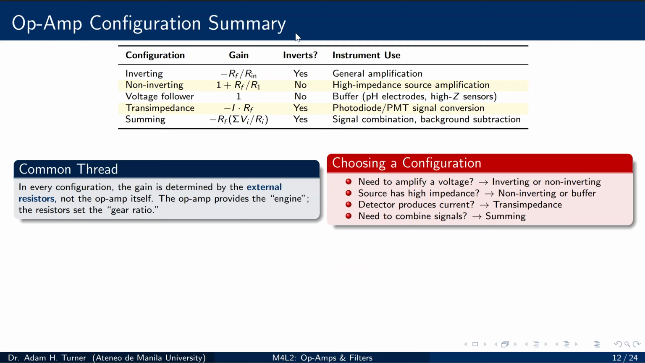So remember the common thread. In every case, the gain is set by external resistors, not by the op-amp. The op-amp provides the engine, the resistors set the gear ratio. This makes the circuits predictable, stable, and easy to design.